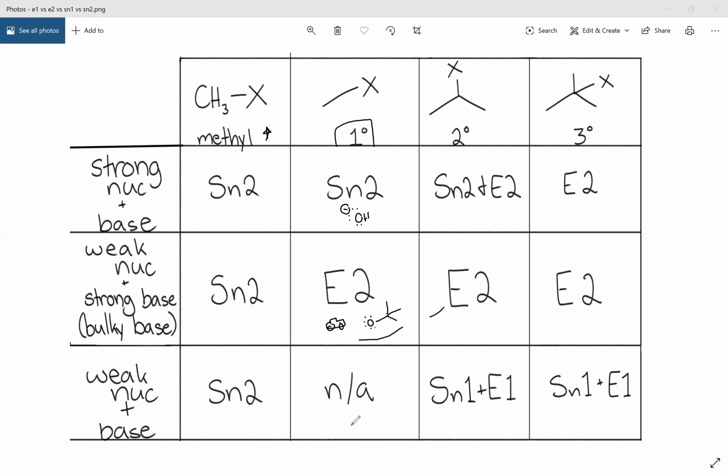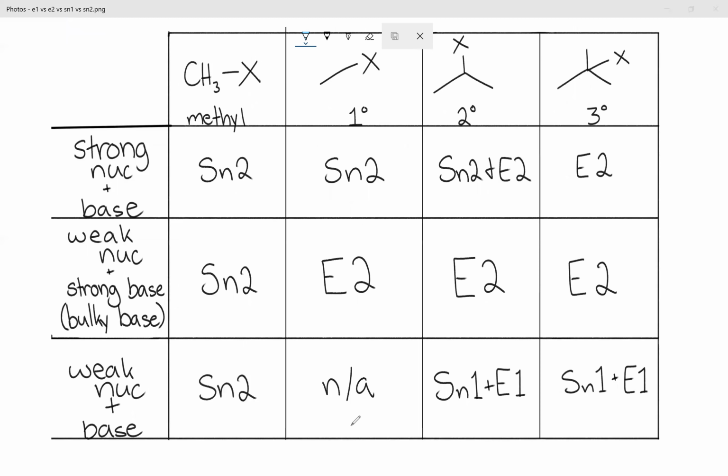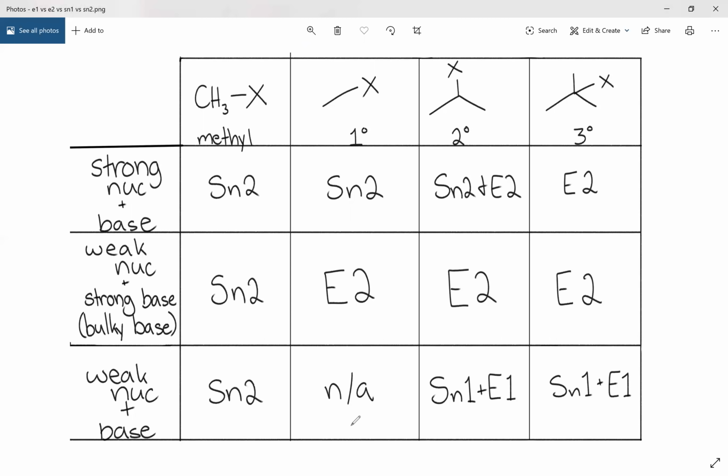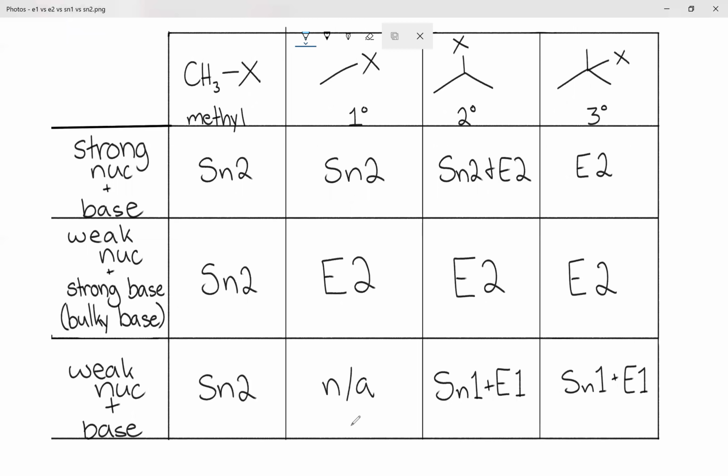Now let us talk about secondary alkyl halides. This one is probably the hardest one because you could do any of these overall. A secondary alkyl halide will either be SN2 or E2 if we use a strong nucleophile and base, such as negative OH. Again, if we use a strong bulky base, then it's going to be E2.